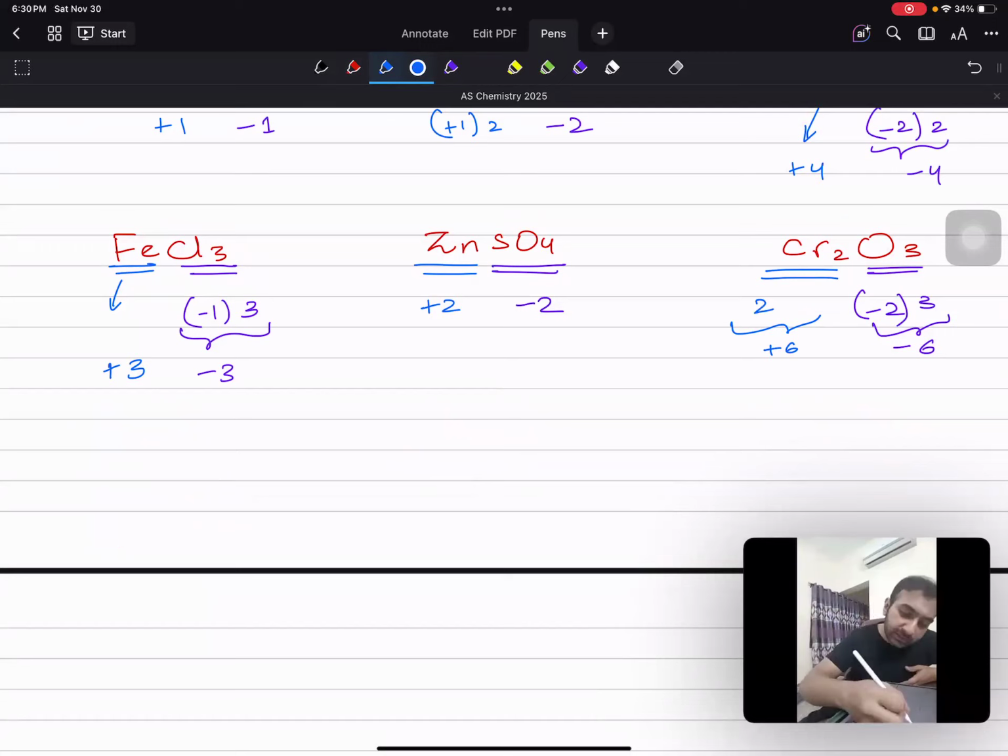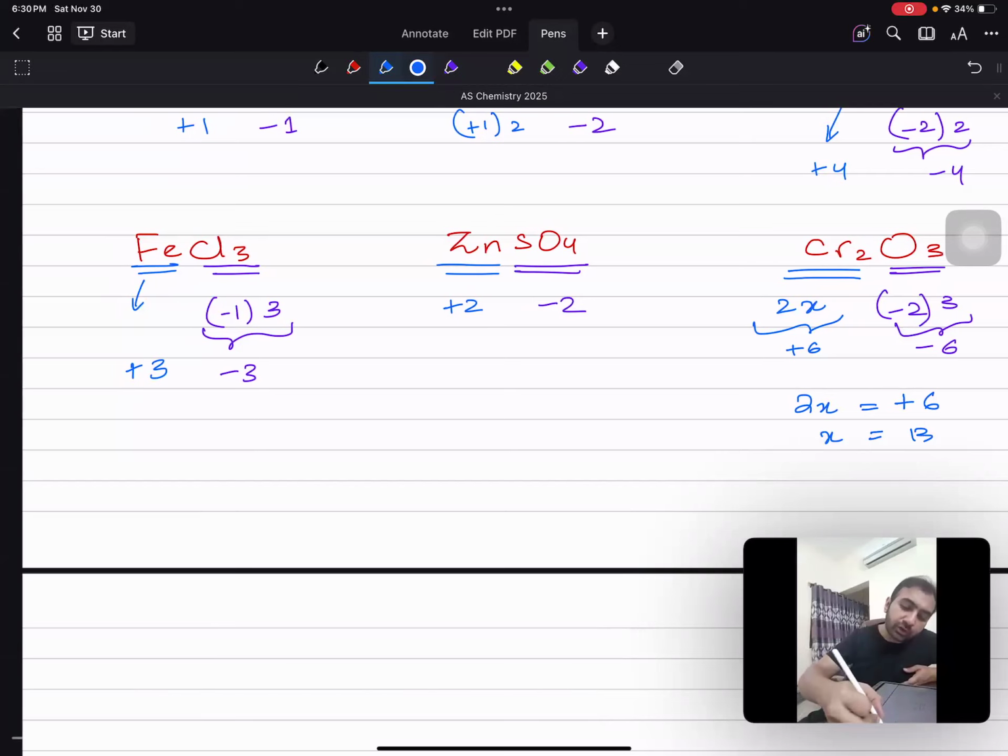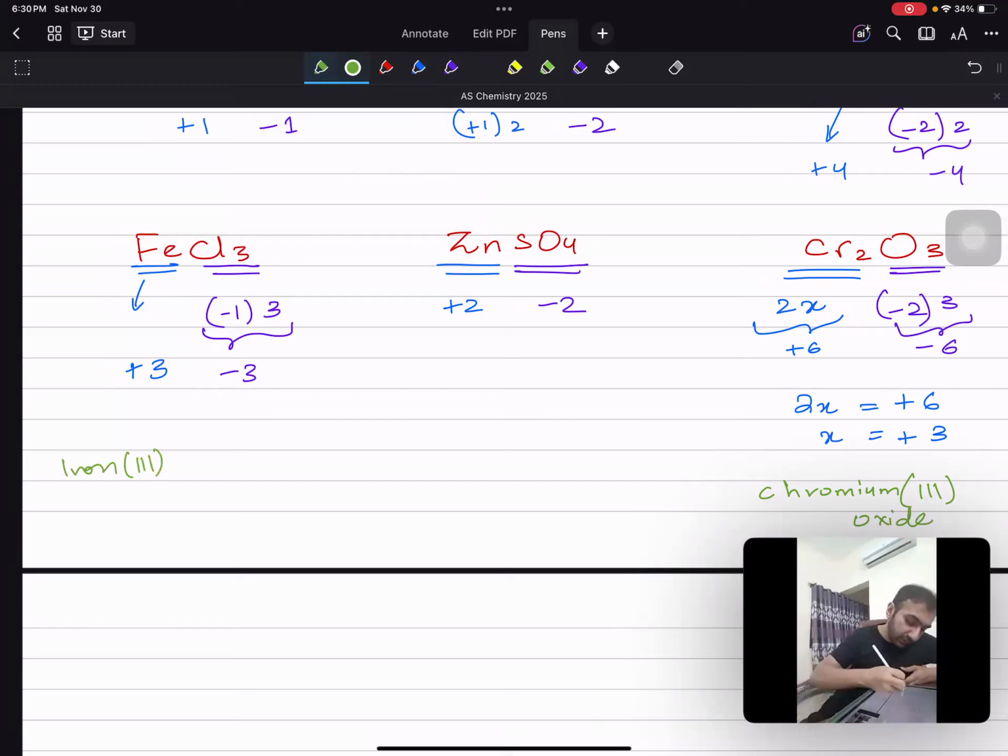What should be the charge of a single chromium ion? So 2 chromium ions should be +6. A single chromium ion should be +3. Simple as that. So single chromium is +3. That is why we might as well call this compound chromium 3 oxide. The first compound that we mentioned was iron 3 chloride. So the number written after the name of the metal is often a representative of the oxidation state.